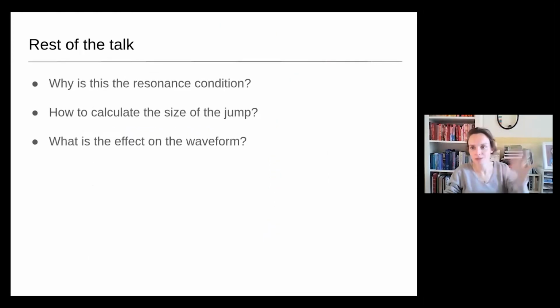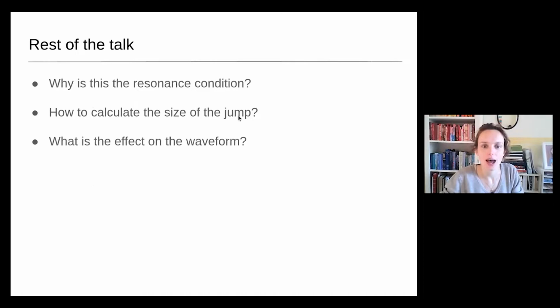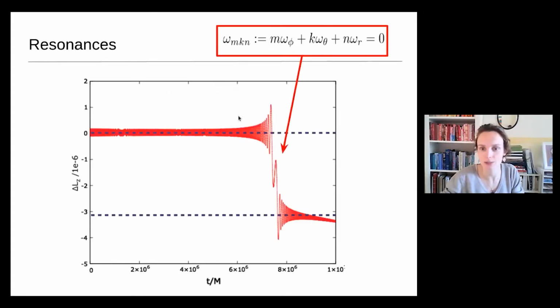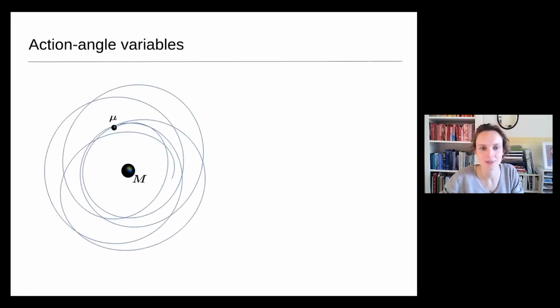So in the rest of this little story, I'm going to answer the following questions. First, why is this the resonance condition? Why does it involve these frequencies? Second, how do we calculate the size of this jump? And the third question, what is the effect on the waveform? Can we actually see this jump? Yes or no? And the answer to the third question, I already tell you, yes, we can see that, and we should model for it.